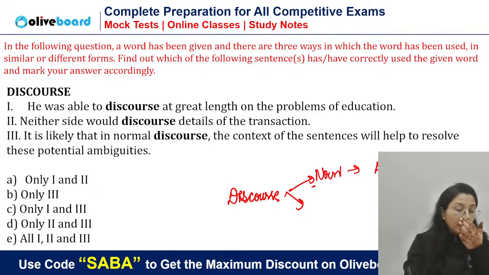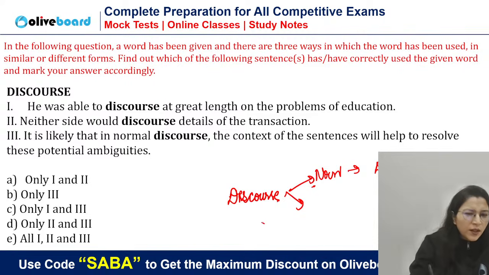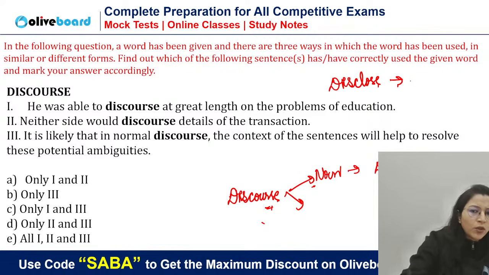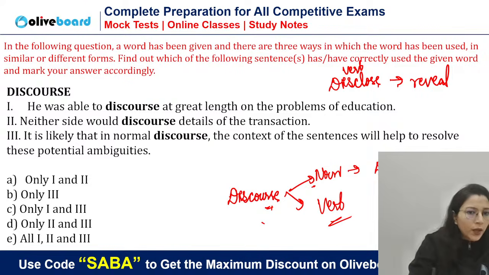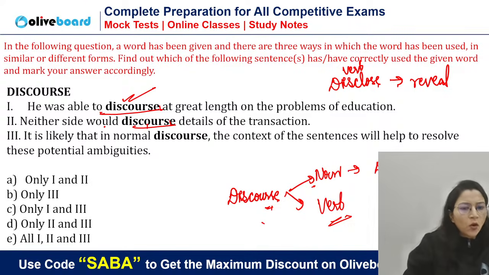Who is saying reveal? Disclose and discourse, they both are different things. Disclose is only a verb and it means reveal. And discourse is a noun, it means discussion, and it can be a verb also. So: he was able to discourse at great length on the problems of education. Absolutely correct, talk. Neither side would discourse details of the transaction. What sense is it giving? Second one, you all are saying, E, all are correct. It is likely that in normal discourse, the context of the sentences will help to resolve these potential ambiguities.